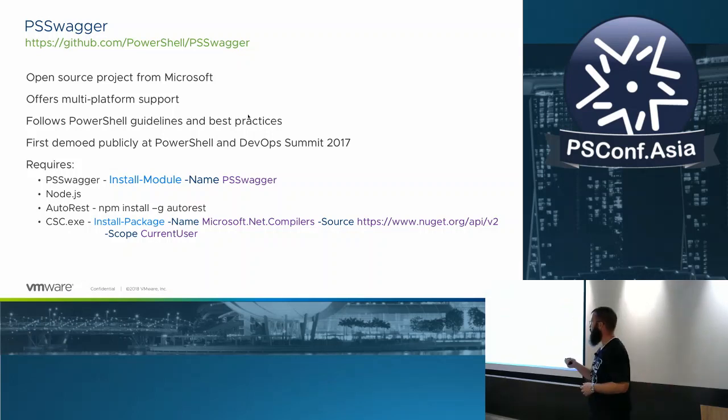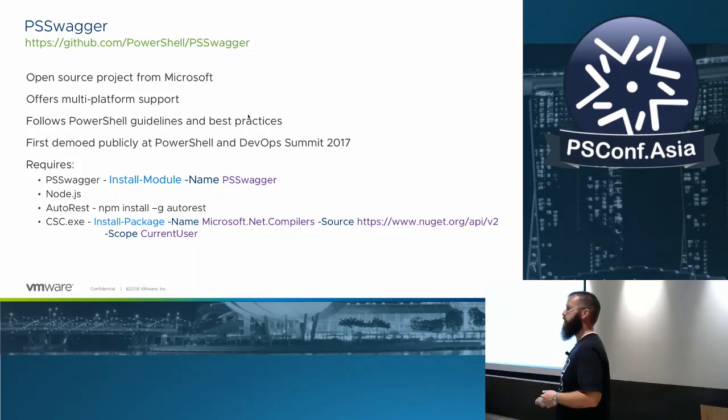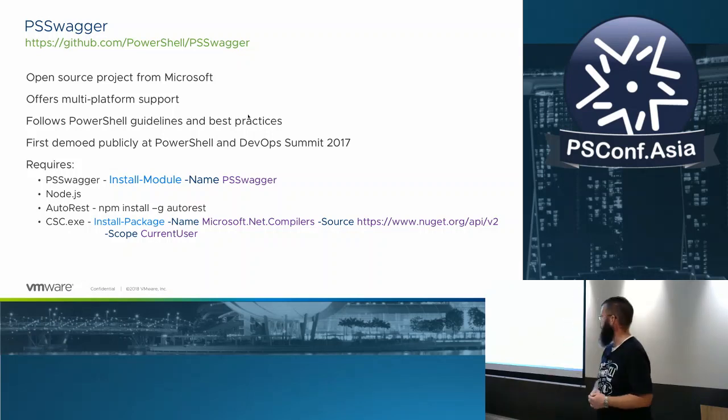A couple of things that it required, though. You had to have the module. So super simple, on the PowerShell Gallery: Install-Module PSSwagger. You had to have Node.js, which is part of the requirements for AutoRest: npm install -g autorest. Super easy. And then CSC, the CSC executable.